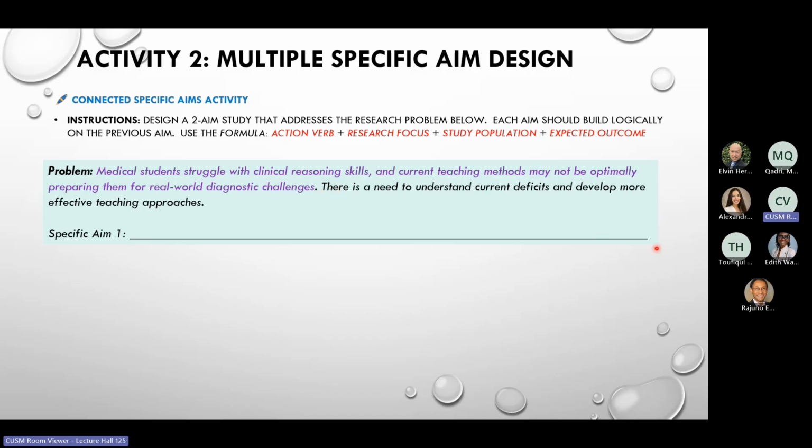Go ahead and I'll enter my suggestion here in the chat box. Identify the current teaching methods that provide clinical reasoning skills training that prepares medical students for real-world diagnostic challenges. Here, the operator is identify the current teaching methods. So we're identifying those methods that provide clinical reasoning skills training. That's our research focus. Prepares medical students, there's our population, for real-world diagnostic challenges.